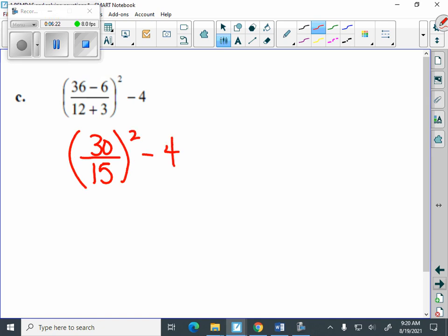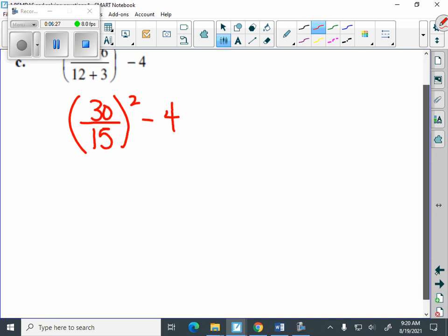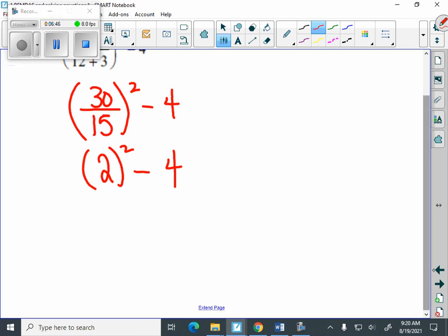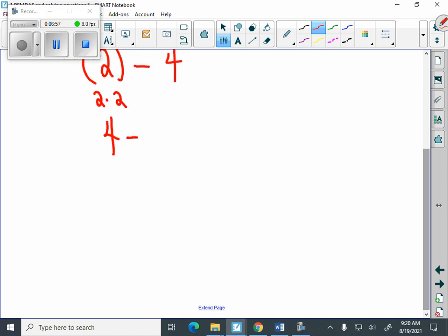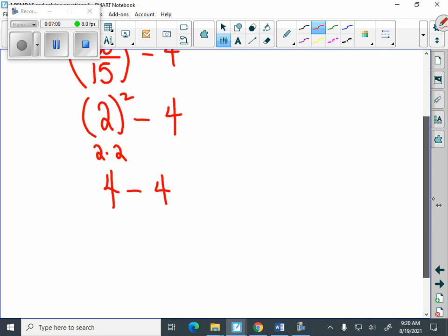Still within the parentheses. And 30 divided by 15. So we're still simplifying parentheses. Where we started with the order of operations, 30 divided by 15 is 2 squared minus 4. Again, 2 to the second power means squared. And then 2 squared. That means 2 times 2, in case you don't know. And 2 times 2 is 4. Minus 4. Which equals 0.